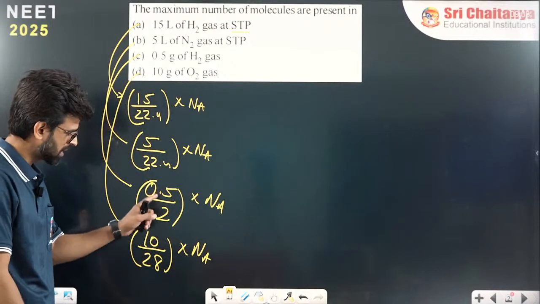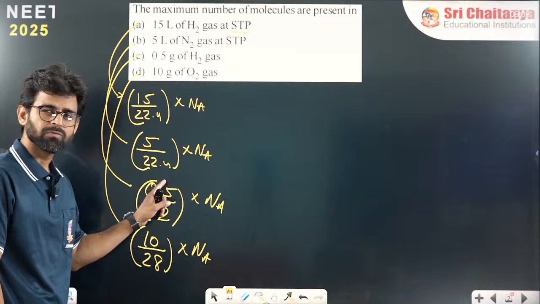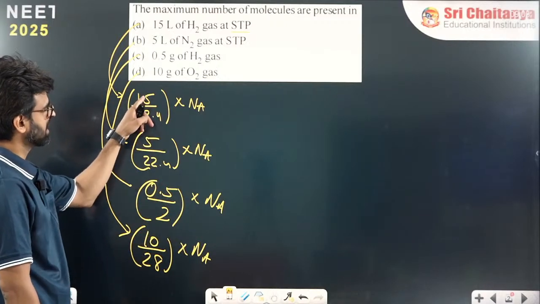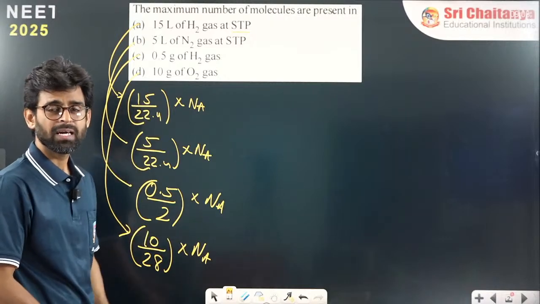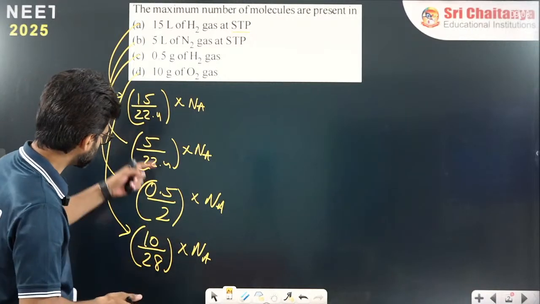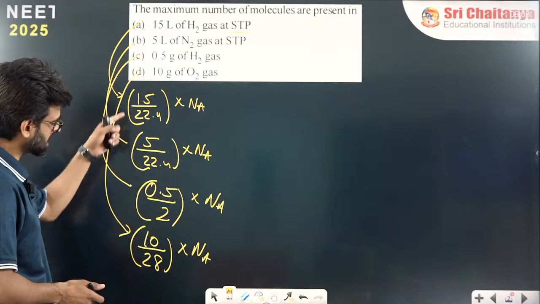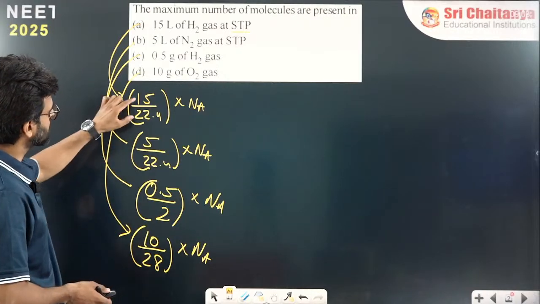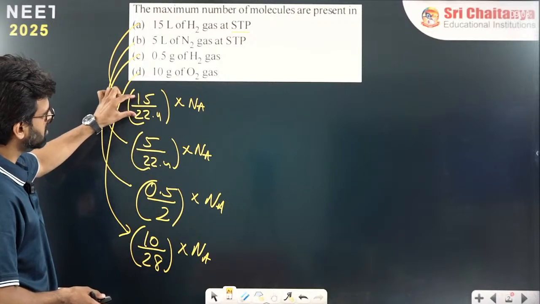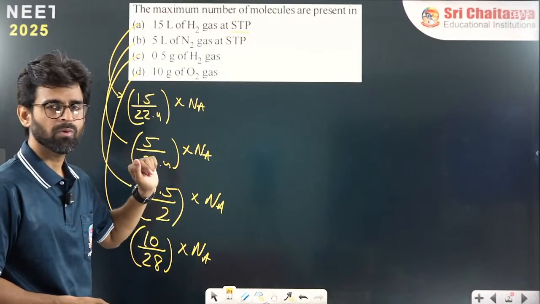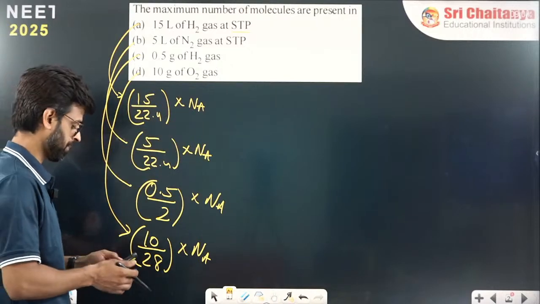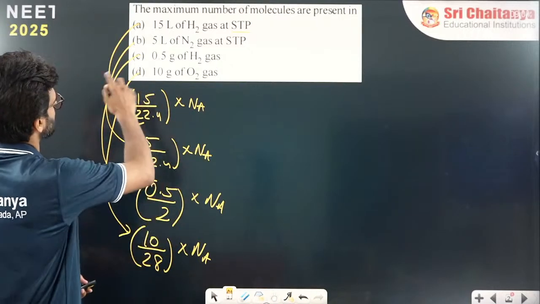So the last two formulas are telling us to use weight by molar weight, and these two are giving by what? Given volume by 22.4. So from here you can see in which case we are getting the maximum number of moles, right? If we think here, the moles will be more than half. Moles will be more than half, that's why molecules will be more, right? Okay. Next one, we can say the first one.